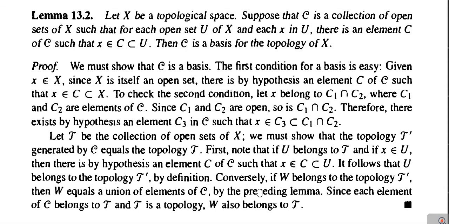Conversely, if W belongs to the topology tau dash, then by the lemma which we proved just before, W is equal to a union of elements of script C. Now, as each element of script C belongs to tau and tau is a topology, therefore W also belongs to tau. This means that the topologies tau and tau dash are the same. So likewise, we have proved this lemma also.